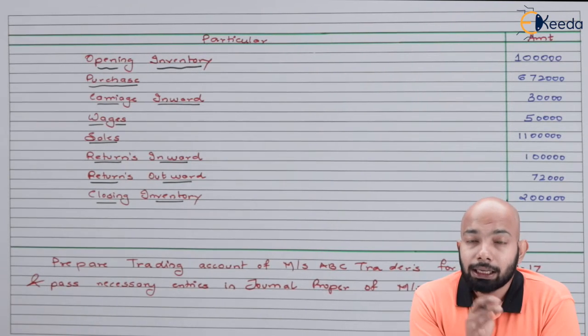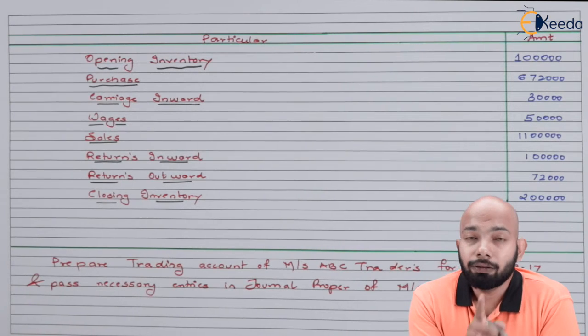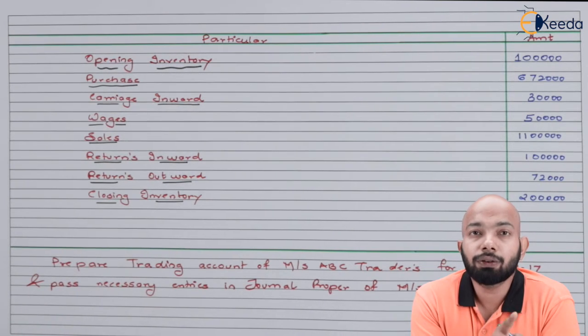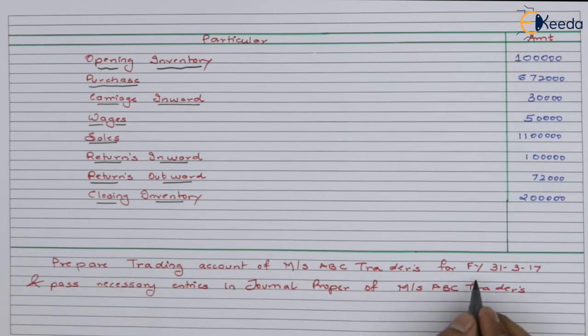Now we have to prepare the trading account first, then we have to prepare the closing entries in the journal proper of Messrs. ABC Traders for 31st of March 2017.